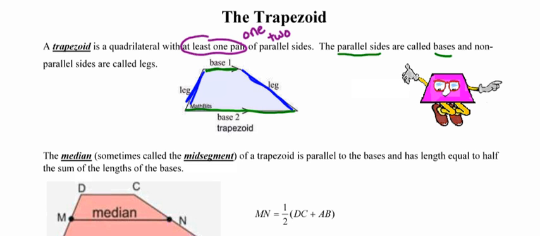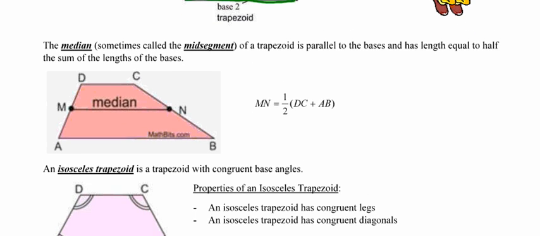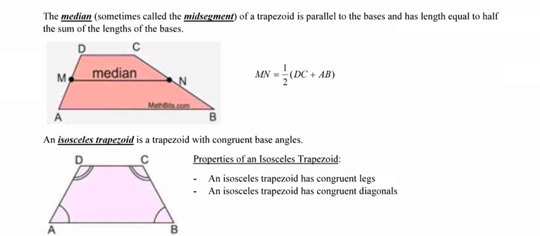Some other vocabulary you need to be aware of regarding the trapezoid is the median, which is sometimes called the midsegment. The midsegment is parallel to the two bases, and has length that's equal to half the sum of the lengths of the two bases. So in other words, the length of the median is the average length of the two bases. So in this particular case, the length of median MN is equal to 1/2 the sum of the two bases, so the sum of DC and AB. And again, think about that as taking an average of the two bases.